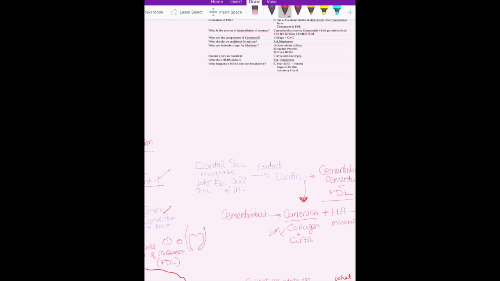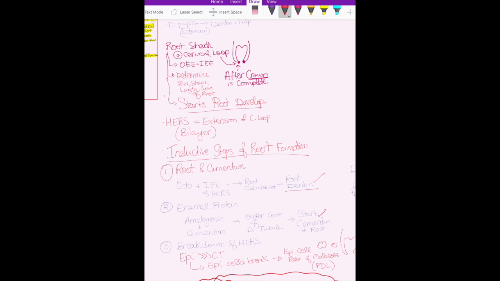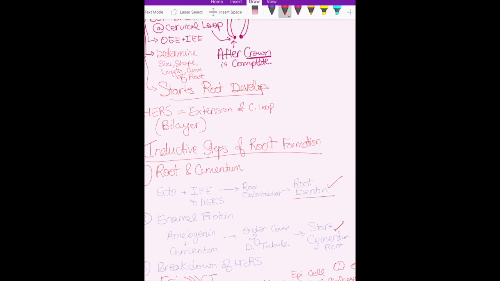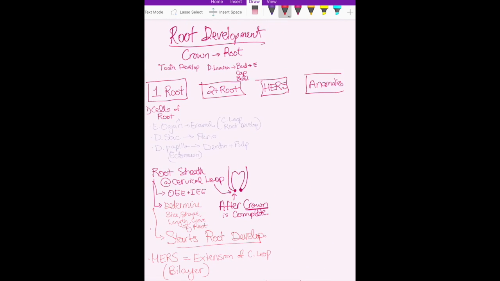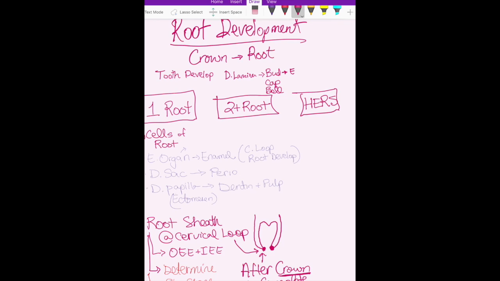Okay, so we have formed the cementum and PDL, and we have formed the root dentin, and that's all that's in the root. So we have the dentin and root cementum, because enamel is only in the coronal region. Next step is what differentiates something being single-rooted or two or multiple roots, and that is all dependent upon the epithelial diaphragm.